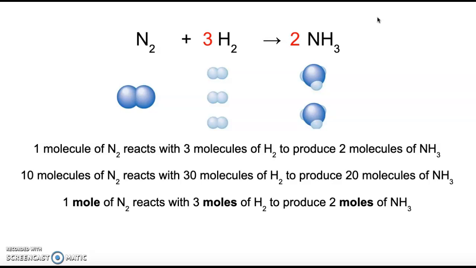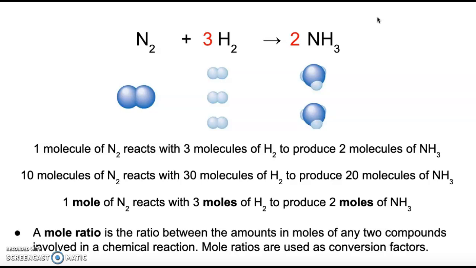All right, and so we can use that ratio, 1 to 3 to 2, we can call that a mole ratio. And so a mole ratio is the ratio between the amounts in moles of any two compounds involved in a chemical reaction. So when we do stoichiometry, we're going to use mole ratios as conversion factors. So for example, in this reaction, there's a mole ratio of 1 mole of nitrogen to 3 moles of hydrogen. There's also a ratio of 3 moles of hydrogen to 2 moles of ammonia. And there's also a ratio of 1 mole of nitrogen to 2 moles of ammonia.